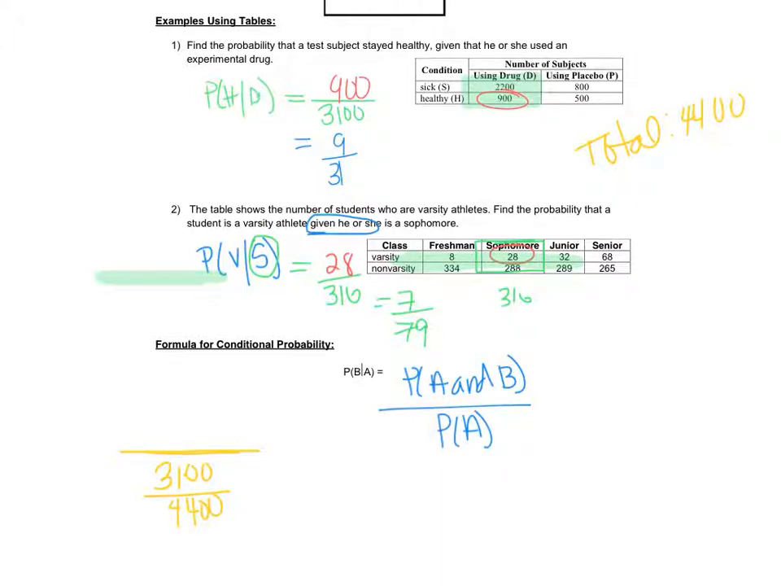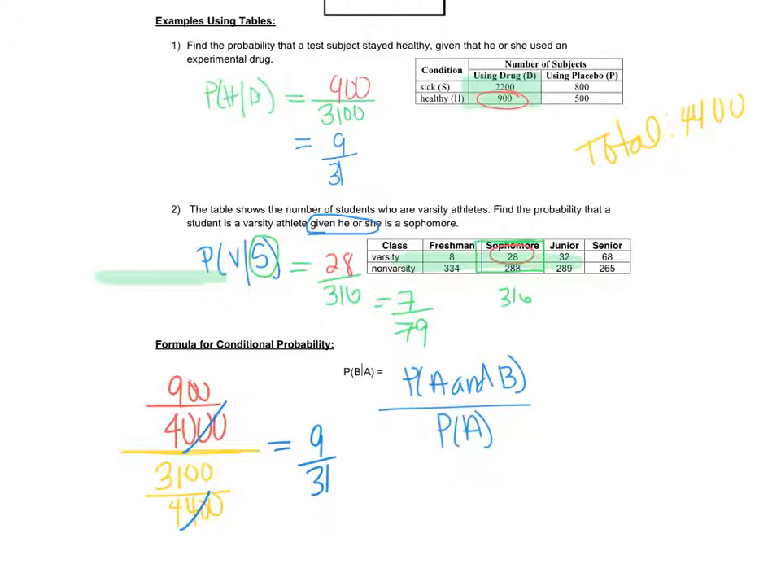Okay. And then we would do the probability of A and B happening. So what's the probability of being healthy and using the experimental drug? And that number would be 900 out of the total number of outcomes. These are just going to cancel out. You get 900 over 3,100, which is still 9/31. Okay, you can do it both ways.